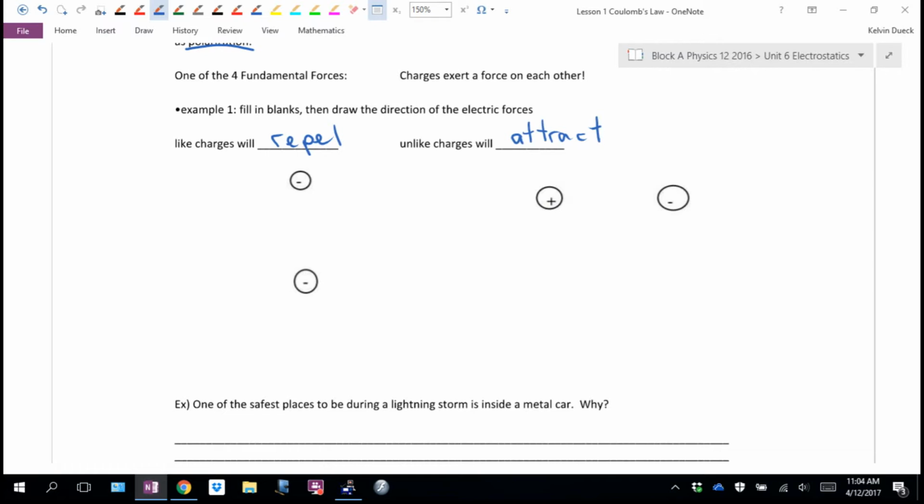This is also where we get the saying, opposites attract. It's really, unlike charges will attract each other. They'll exert a force towards each other. Like charges will repel each other. So if we were drawing the direction of the electric forces here, we would have a force that way and a force that way, repelling, because they're like charges. Here, we would have a force this way and a force this way, attracting, because they are unlike charges. And that's going to be important.